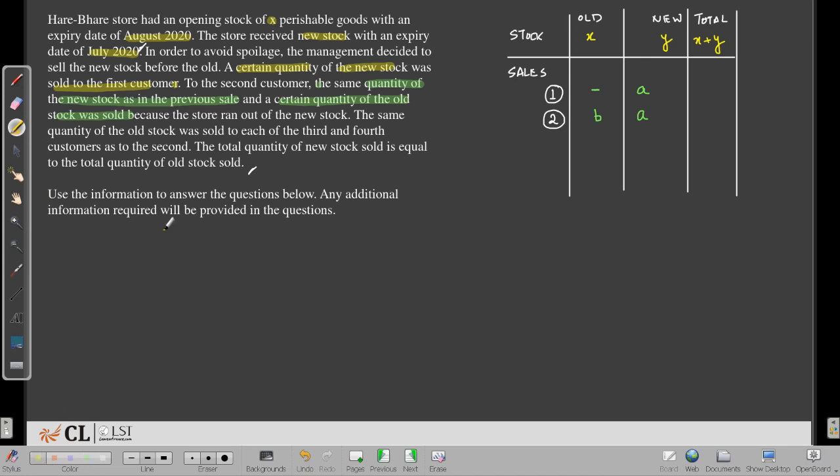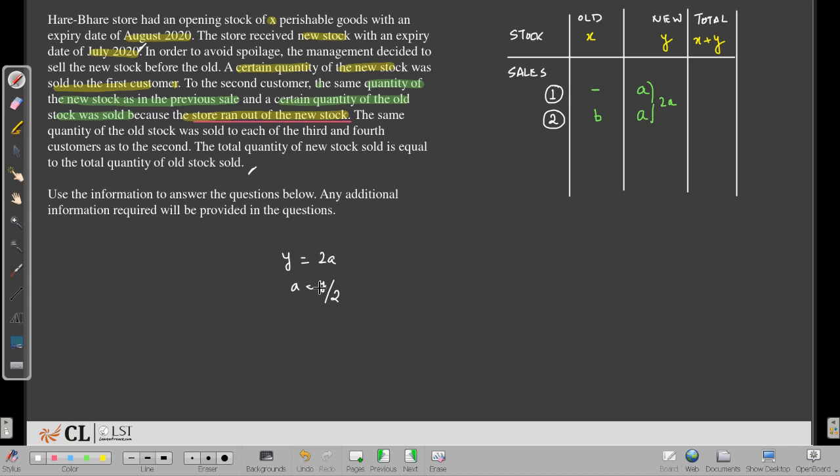And then there is one piece of information that is given: because the store ran out of new stock. That is important information because it helps us in reducing the variables here, right? The store ran out of new stock. The total number sold here was A plus A, which adds up to 2A. For it to run out of the stock, whatever the initial quantity Y is should be equal to 2A, which means Y equals 2A. Therefore, A is Y by 2.